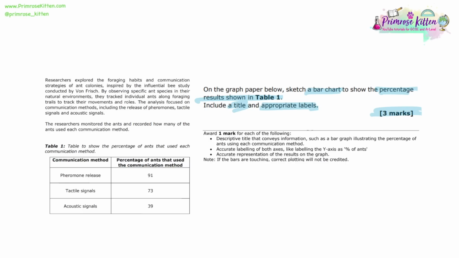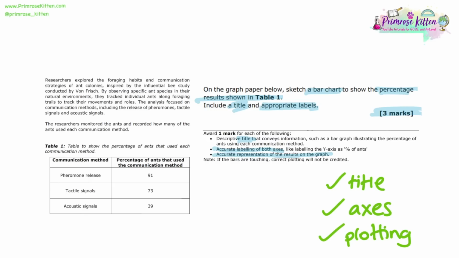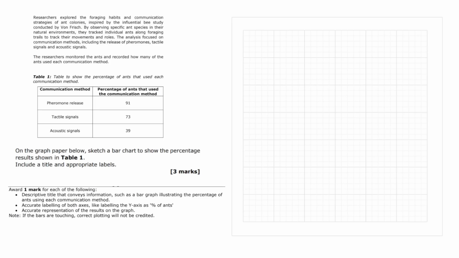The mark scheme is very clear here and says exactly what needs to be included to gain the 3 marks. Firstly, there needs to be a descriptive title that conveys information. There needs to be accurate labelling of both axes, and there needs to be accurate representation of the results on the graph. It is also worth noting here, because the question is asking for a bar chart, that the bars should not be touching, and that if the bars are touching, correct plotting will not be credited and that mark will be lost.